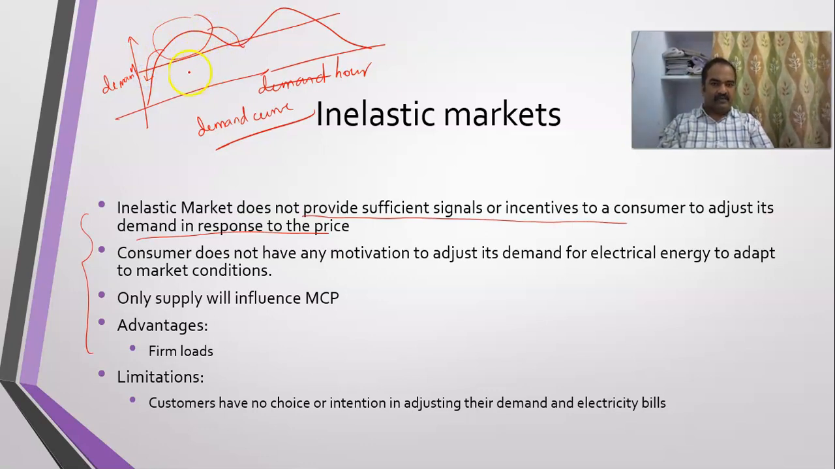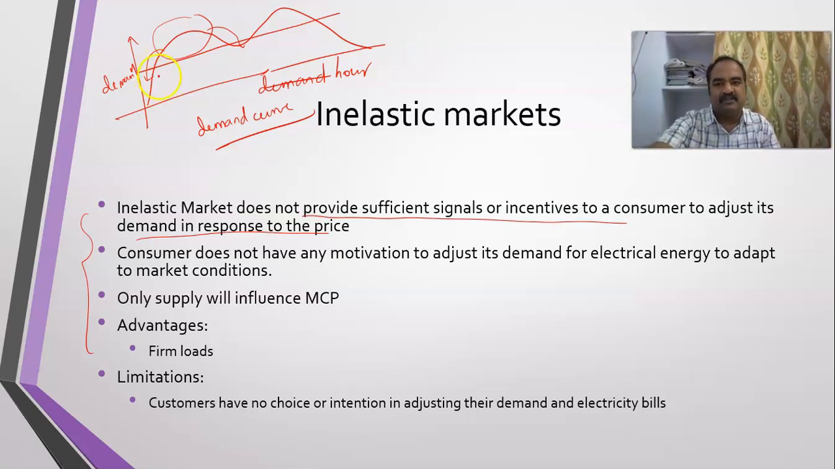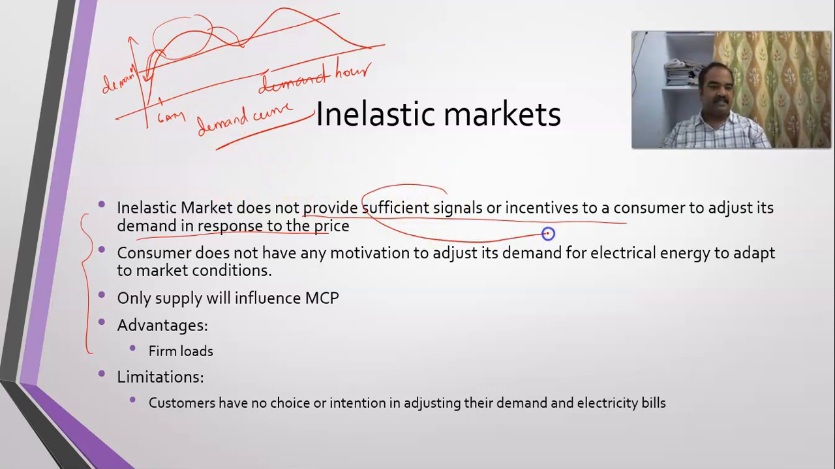So why would the demand move unless you provide any incentives, right? Suppose a customer like me doesn't want to change my demand in these off periods, say before 6 a.m. Why would I want to shift? Unless you provide me an incentive. If you provide an incentive, then I may think of shifting this demand into this particular region. Any market which does not provide sufficient signals or incentives to a consumer to adjust its demand is called an inelastic market. If you provide the incentives, it is called an elastic market.